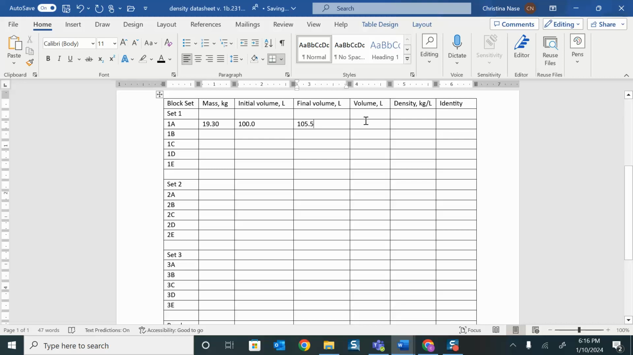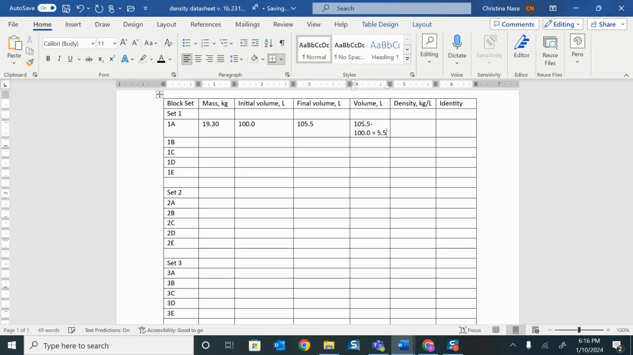105.5. So if I were to calculate the actual volume, I would do the difference between those. So 105.5 minus 100. It just gives me 5.5 liters. And to find the density is just mass over volume. So I'm going to take this mass over here, 19.3 kilograms, divide that by 5.5, mass over volume. And what did I get there? 3.45. Since I only have 2 sig figs on my volume, I'm just going to go with 3.5 kilograms per liter.